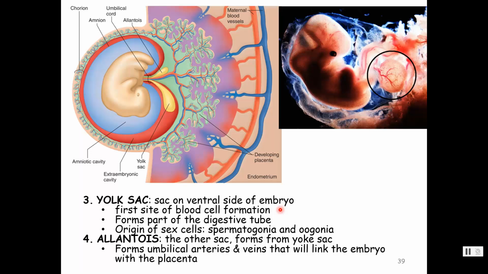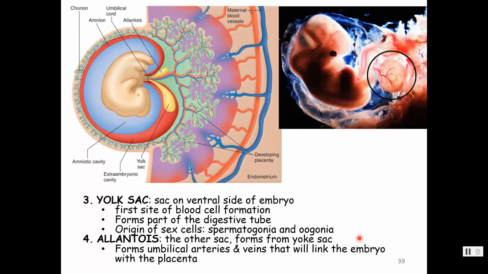We don't have red bone marrow. So it's going to be first the yolk sac, then the liver, the spleen, and then finally we'll have functioning red bone marrow. It's also going to form part of the digestive tube. And then too, which is kind of weird if you think about it, this is also where the spermatogonia in boys and oogonia in females start to develop from that yolk sac.